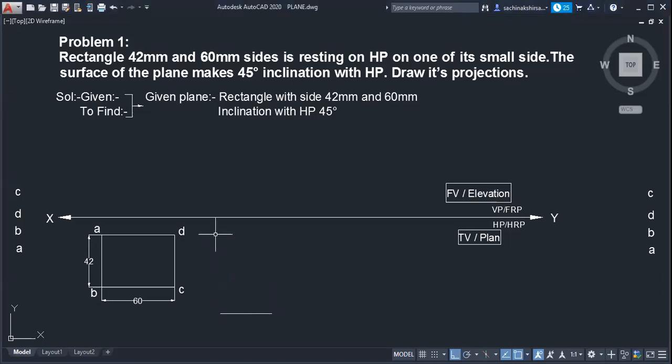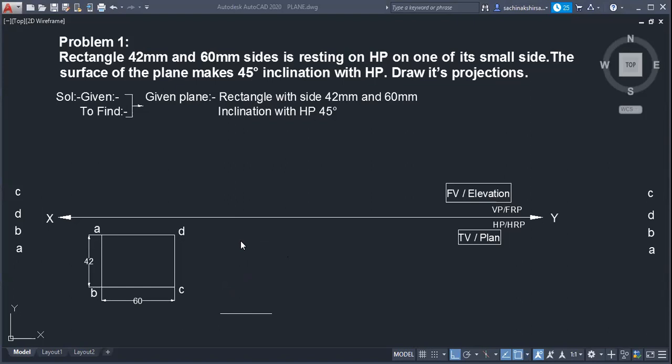So that's why I have not drawn this. Now, true shape we have drawn in top view. If you take up to this, is it over? Yes, sir. Now, let us draw its front view.